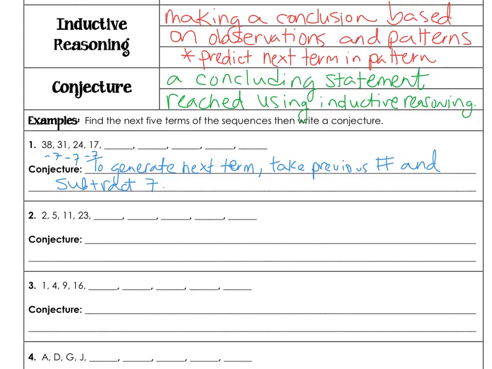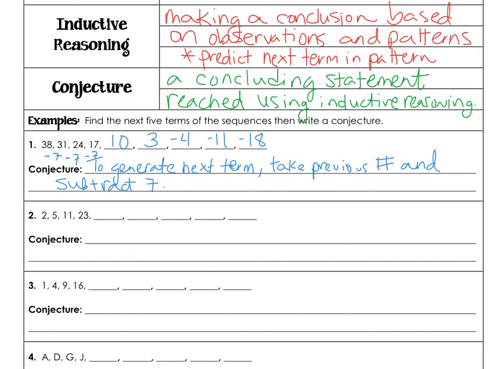When we continue that pattern, 17 minus 7 gives us 10. 10 minus 7 gives us 3. 3 minus 7 gives me negative 4. Negative 4 minus 7 gives me negative 11. And negative 11 minus 7 more gives me more negative, so negative 18. All right, for example number 2, I'll help you on this one, then I'll let you do the next one.